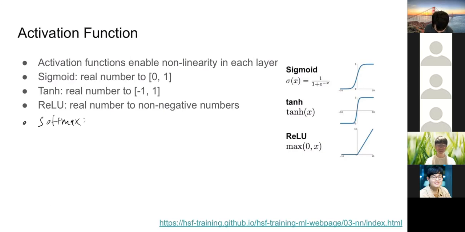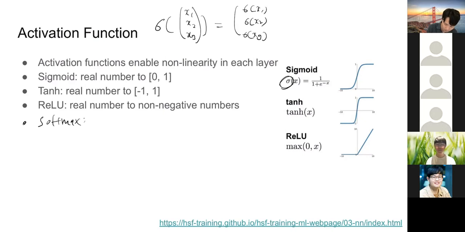It's easier to see the other functions, because unlike softmax, sigmoid, tanh, and ReLU are all element-wise operations, which means you just apply them to each value in the vector. So suppose you want to apply sigmoid to a non-scalar vector, then it's just sigmoid of x1, sigmoid of x2, and sigmoid of x3. Very easy, right? You don't have to think about the interactions between these elements, but softmax is not like that. That's why it's different, and it's a bit more complex to visualize.